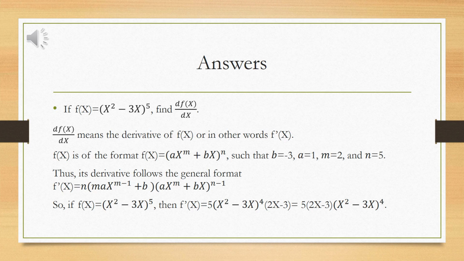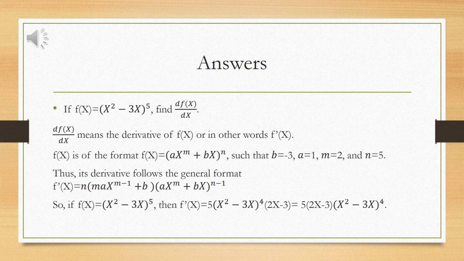over dx. First of all, df of x over dx means the derivative of f of x, or in other words, f prime of x. F of x is of the format f of x equals (ax to the m plus bx) all of it to the n, such that b is minus 3, a is 1, m is 2, and n is 5.